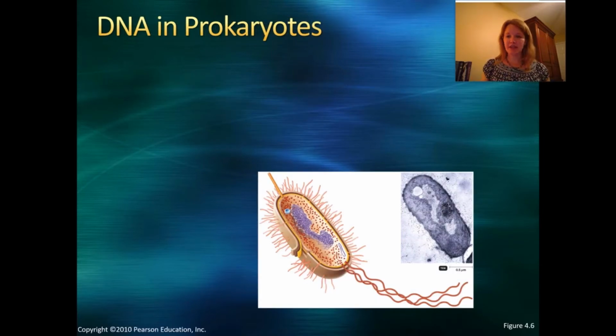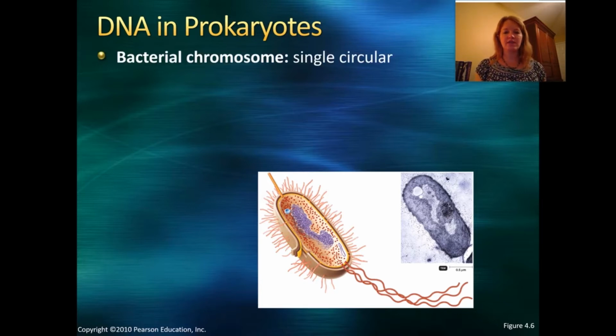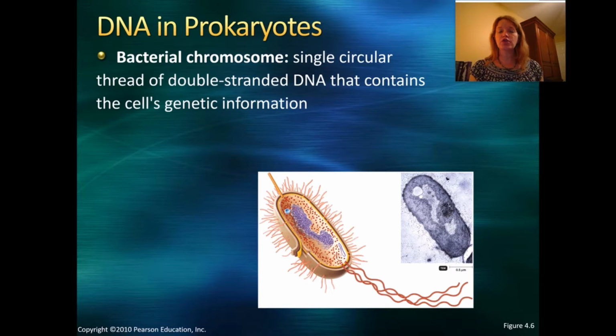Let's move on to talking a little bit about DNA. And so when we look at DNA in prokaryotes, again, here we can see an electron micrograph. We can see the nucleoid region here. But even though you see this massive DNA here, and for example, in E. coli, the entire genome is a little over 4 million base pairs. But in a bacterial chromosome, generally speaking, it's a single circular thread of double-stranded DNA that contains all of the cell's genetic information, or in other words, its genome.